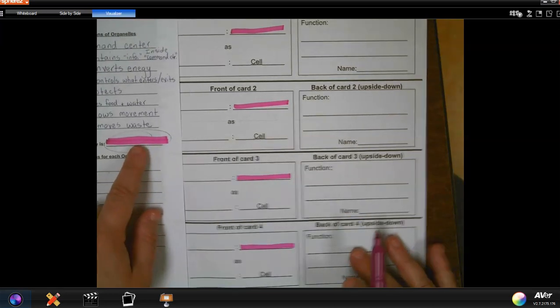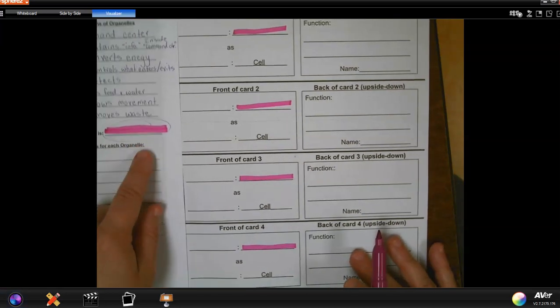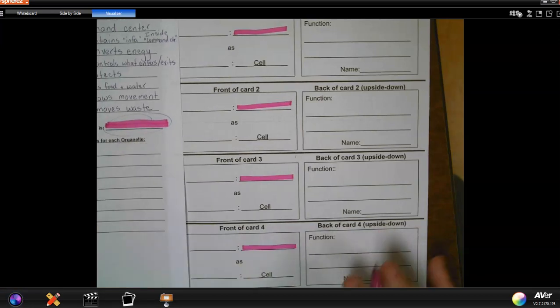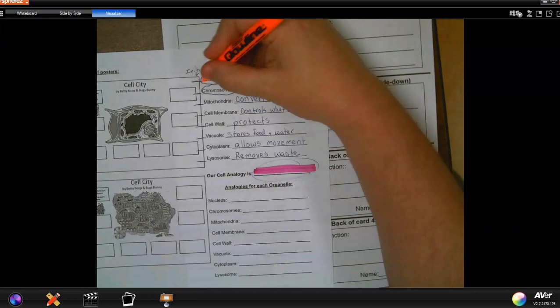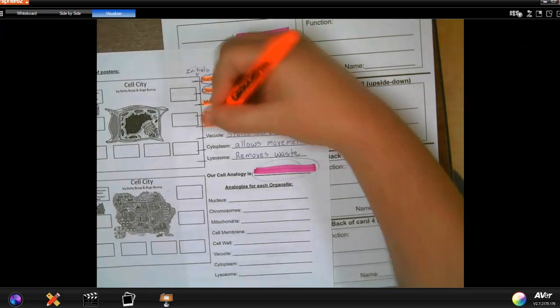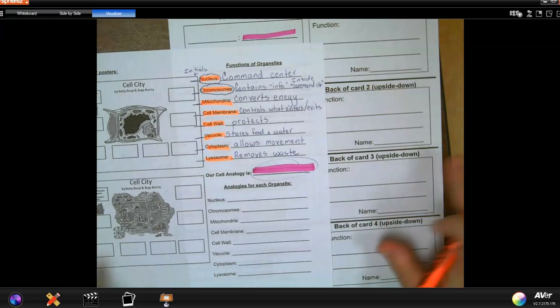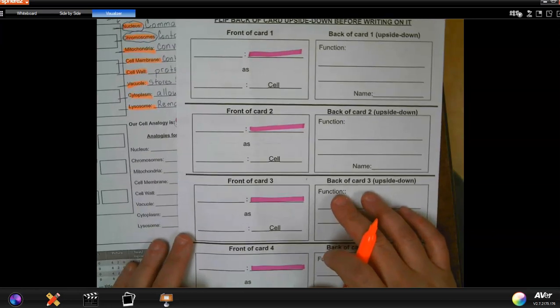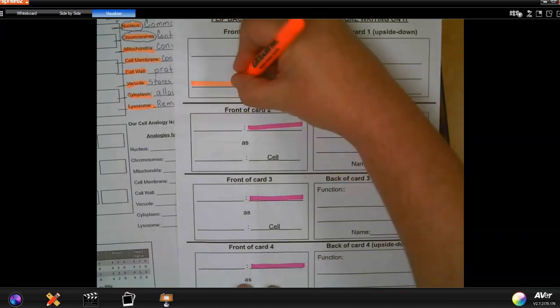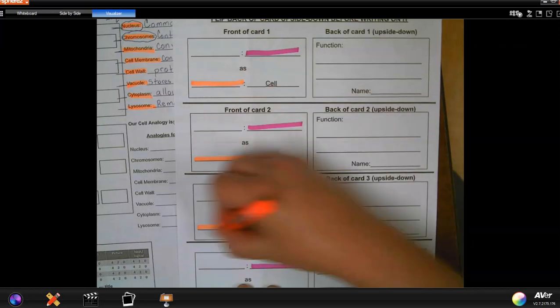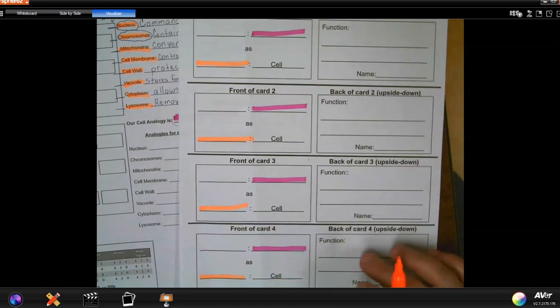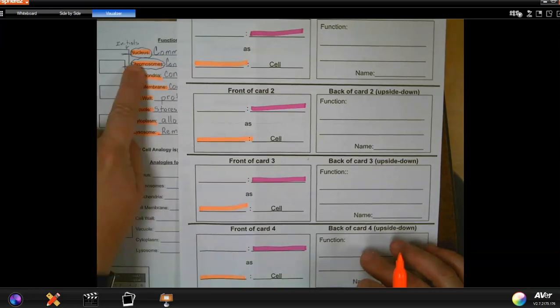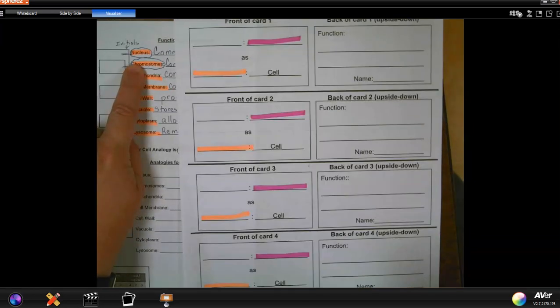Step number 2. Your 4 organelles that you were assigned. Whatever you decided on for your 4 organelles, the names of the organelles. I don't know which 4 you have, but whichever 4 you have, you are going to write one per card. So you're going to write 1 organelle here, 1 organelle here, 1 here, and 1 here. The names of your organelles will go here, here, here, and here, whichever ones you're in charge of.